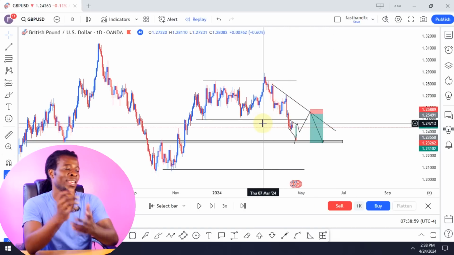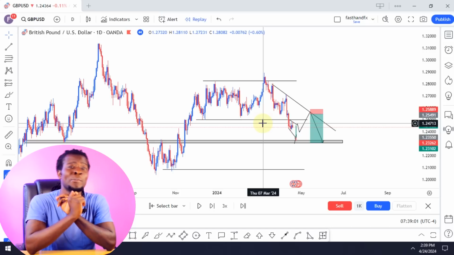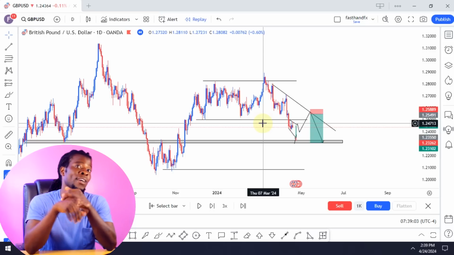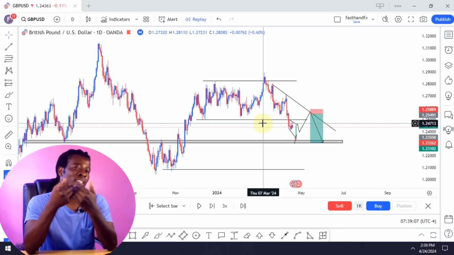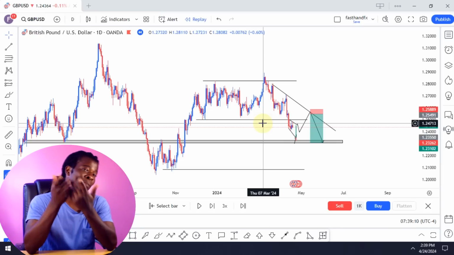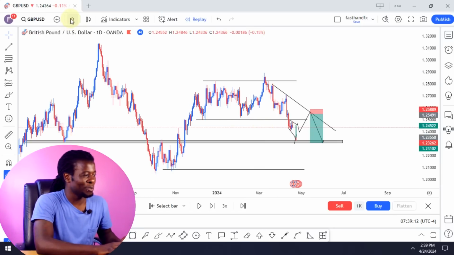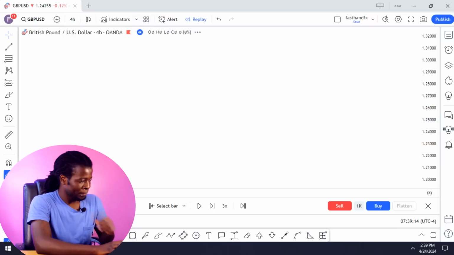Remember, I keep on saying it doesn't mean that if the market breaks a support, we're changing our direction. It doesn't mean that if the market breaks a resistance, we're changing our direction. Okay, guys, be keen. Let me show you. Let's go to the 4 hour now.